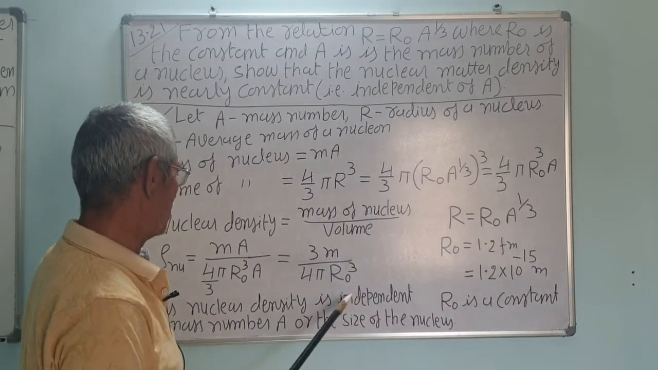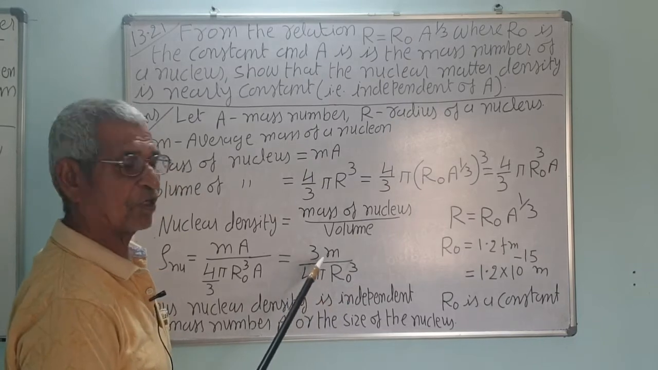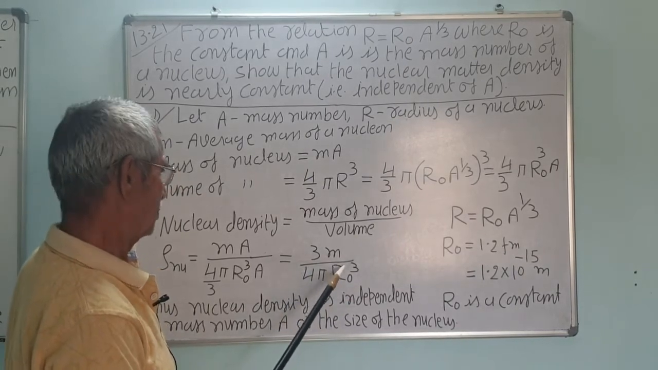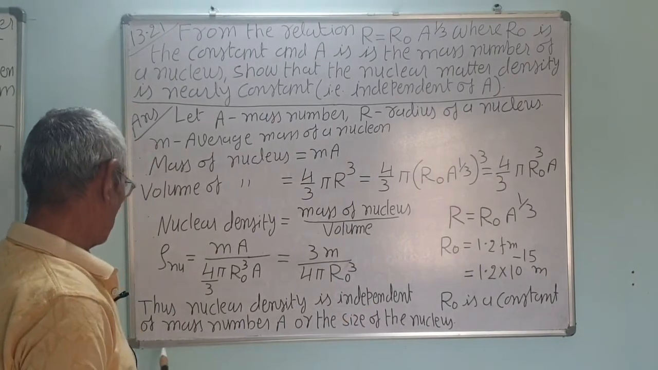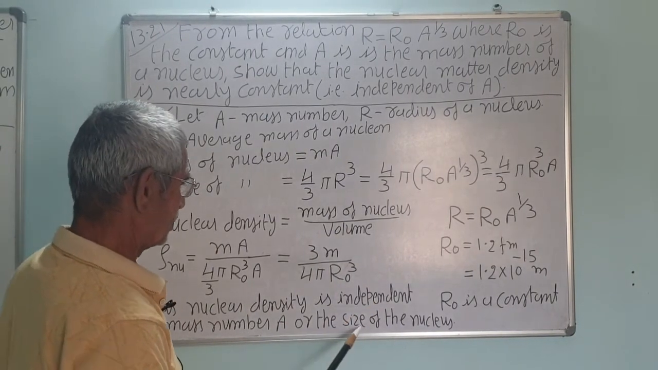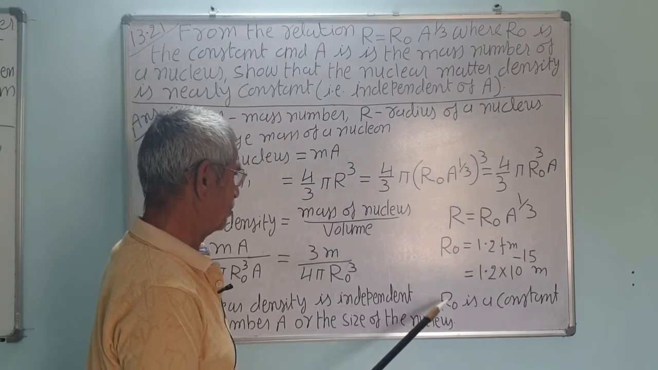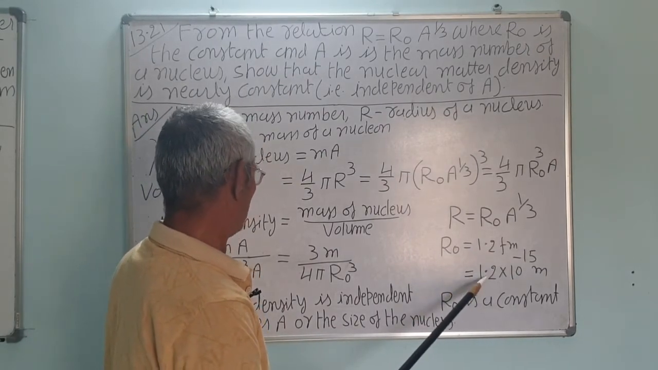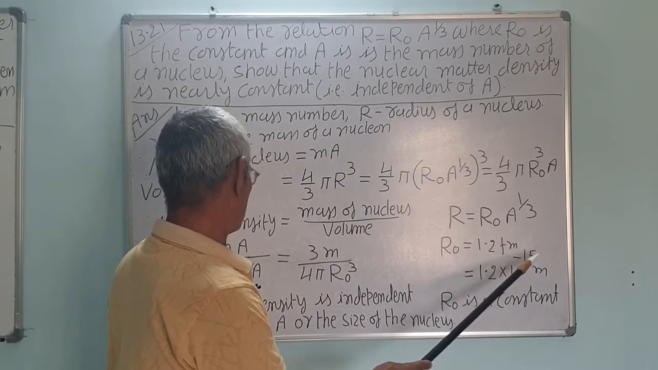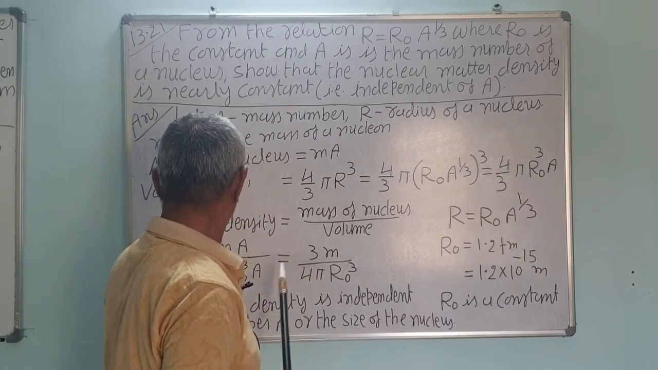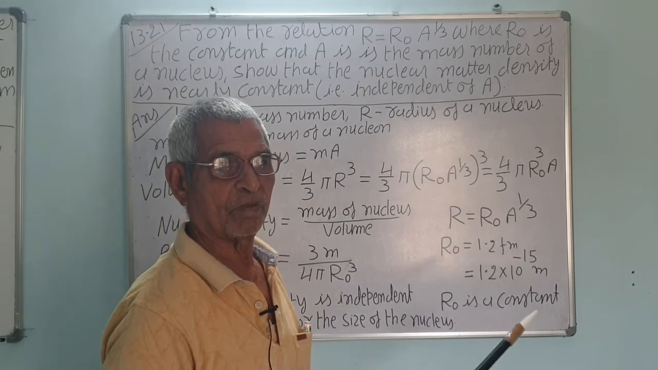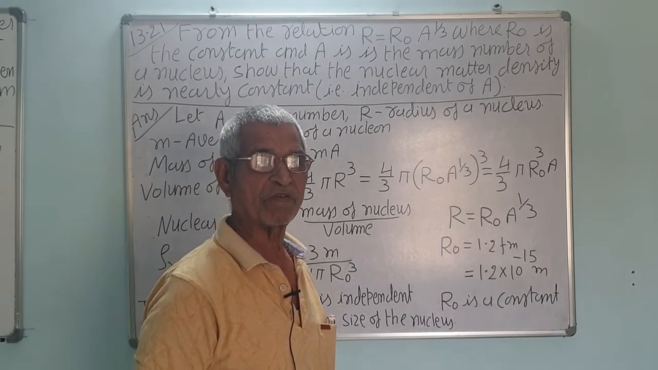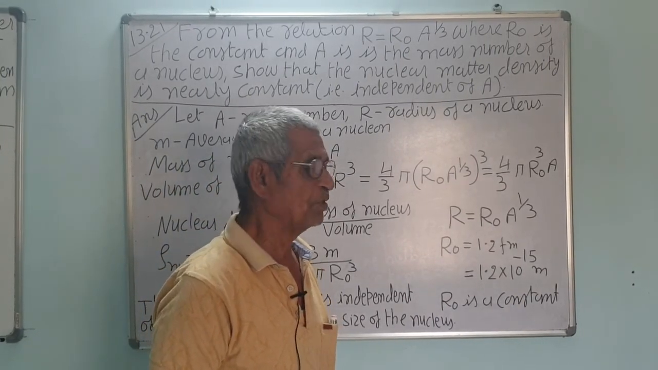This does not depend upon the size or atomic mass number. Thus, nuclear density is independent of the mass number A or the size of the nucleus. R0, you know, is the constant, 1.2 into 10 raised to minus 15 meter. You can also calculate the density, which is of the order of about 2.3 into 10 raised to the power 17, the density of neutron stars.